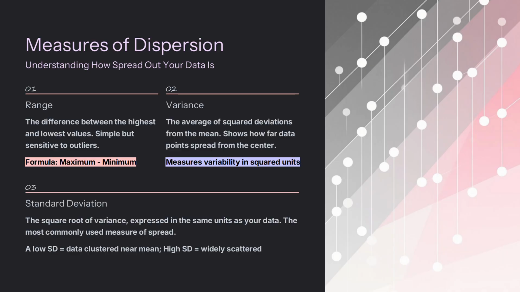Third one is standard deviation. It is the square root of variance, expressed in the same unit as your data. It is the most commonly used measure of spread. A low SD means data clustered near the mean. A high SD means widely scattered data.